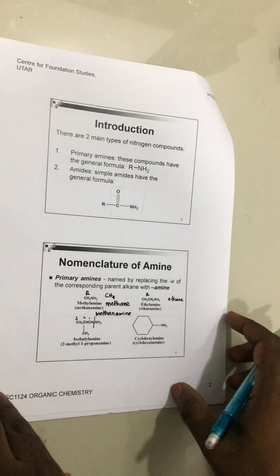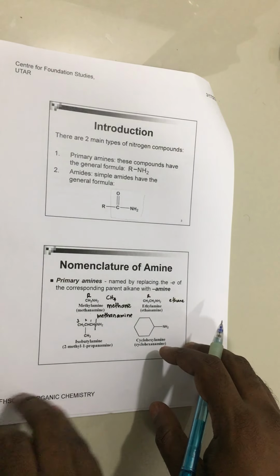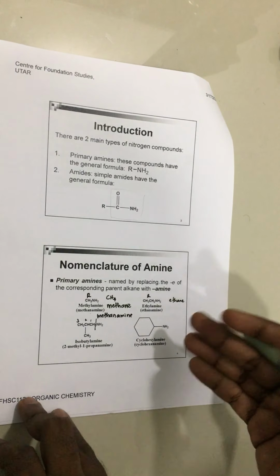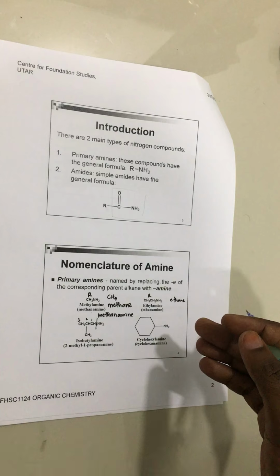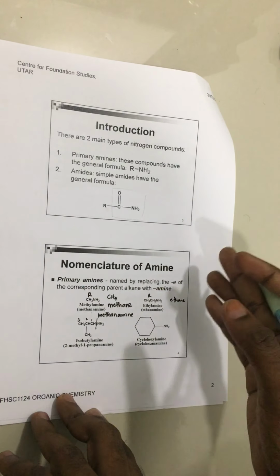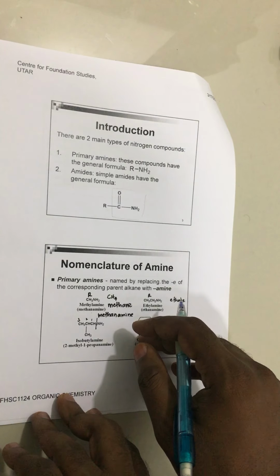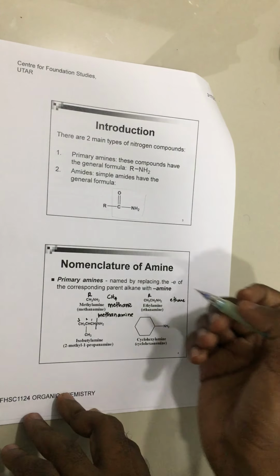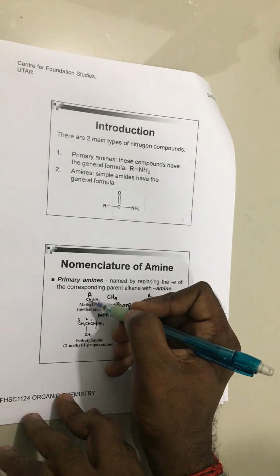Okay, if you look into the nomenclature of amines, which means how you are going to name your amines, and also in different degrees, for example primary, secondary, and also tertiary. Okay, so for primary first, you have two ways of naming it, by looking into the R group.